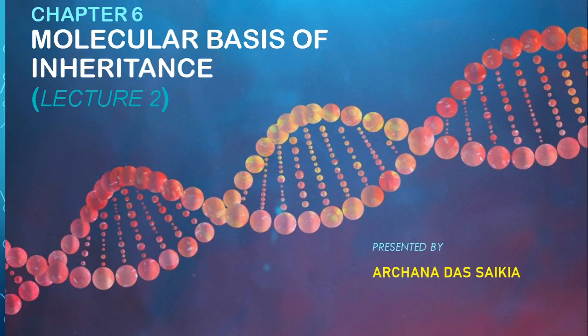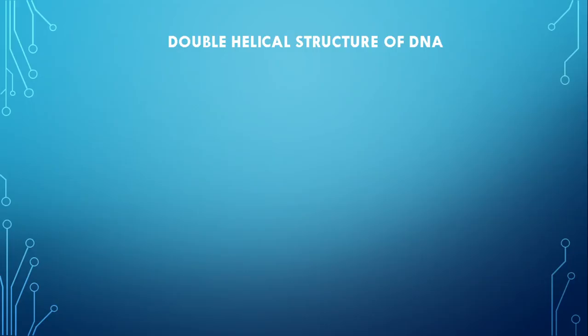First lecture was on polynucleotides. Now I come here today with the second one, where we will go into more details of deoxyribonucleic acid. Now deoxyribonucleic acid is a double helical structure. We call it a double helical structure.